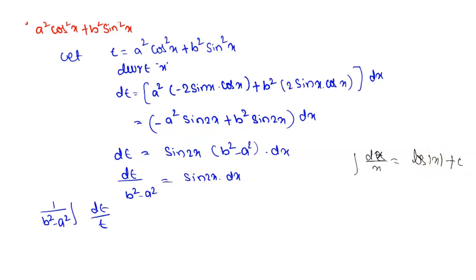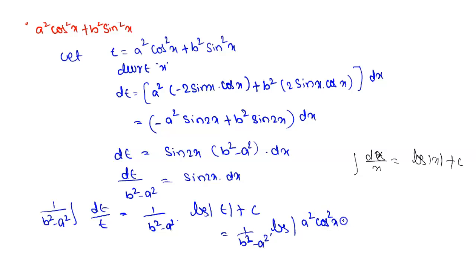So here dt by t, this is equal to 1 by (b square minus a square) into log mod t plus c. So here t value is a square cos square x plus b square sin square x. So here the answer is 1 by (b square minus a square) into log mod of a square cos square x plus b square sin square x plus c. This is the answer.